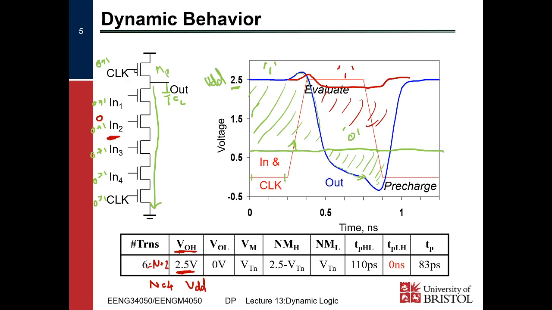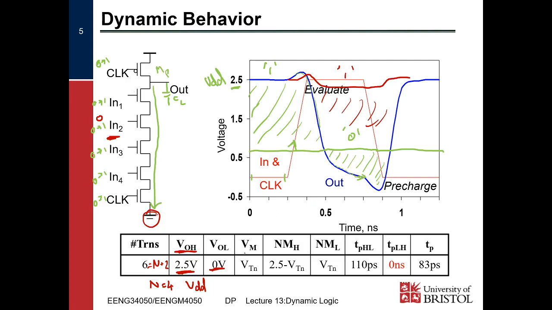V on low is 0 volts. If we get a connection directly down to ground, we will go all the way down to 0 volts. Again, unlike our pass transistor style, we get a full rail-to-rail swing with dynamic logic.